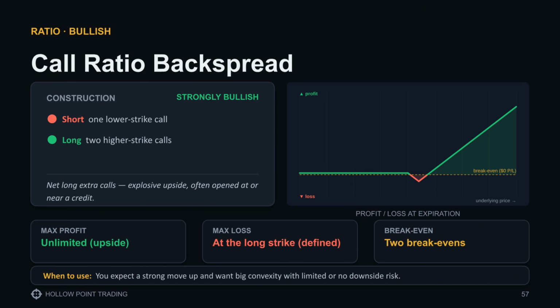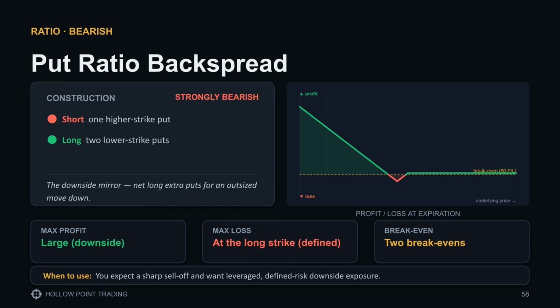A call ratio backspread is a strongly bullish strategy. It involves shorting one lower strike call and longing two higher strike calls. This creates net long extra calls, offering explosive upside potential, often open for a credit. It is used when you expect a strong move up.